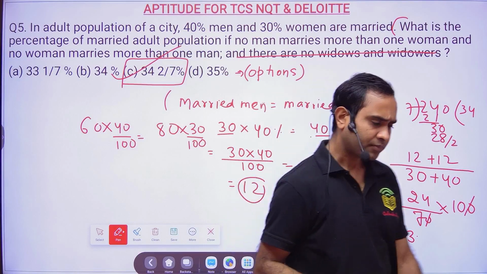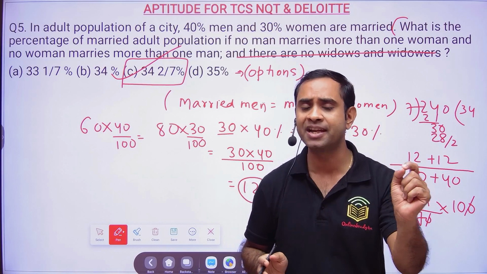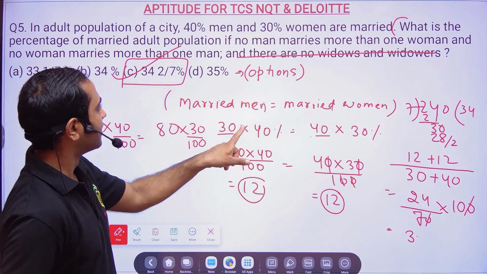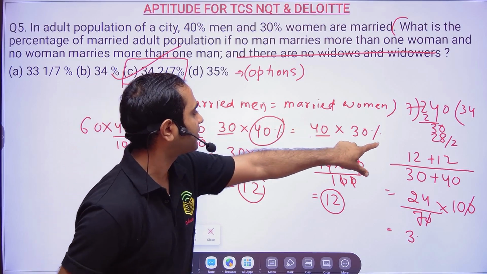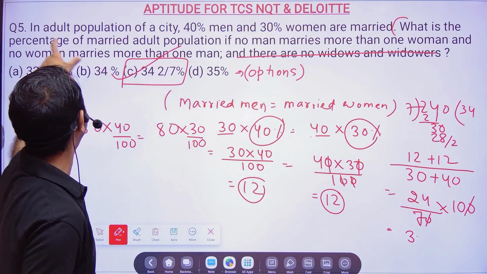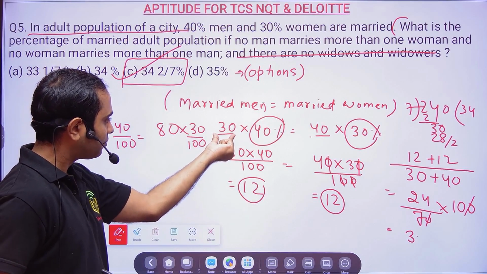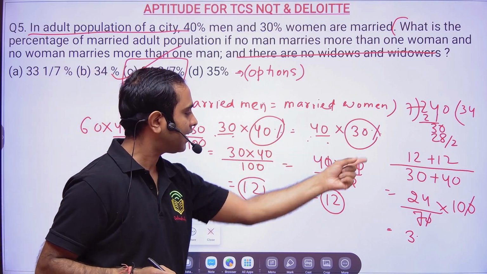Now you have to understand what I have done. They said married men and married women are equal, and 40% of the men are married and 30% of the women are married. This is the first line. So I wanted to equate. I thought if I keep 30 here, it will give you 12, 3 into 4. If I keep 40 here, it will give us 12.